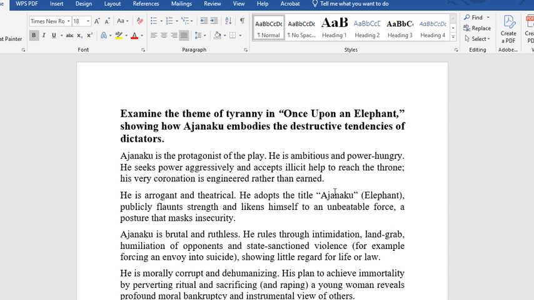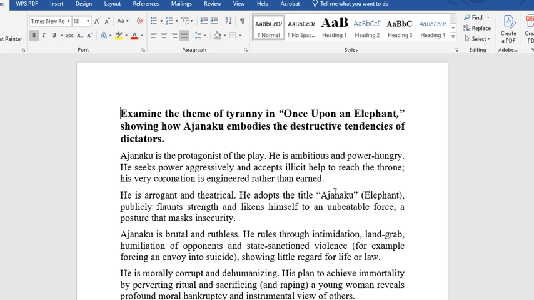Let's continue. Ajanaku is the protagonist of the play. He is ambitious and power hungry. He seeks power aggressively and accepts illicit help to reach the throne. His very coronation is engineered rather than earned. That is, he engineered how he was coronated. He didn't earn it. You know, this is the identification of the character. We said that any character mentioned in the question should be identified.